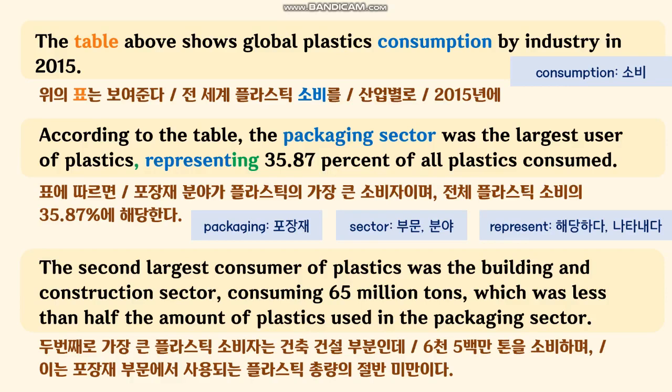The table above shows global plastics consumption by industry in 2015. According to the table, the packaging sector was the largest user of plastics, representing 35.87% of all plastics consumed. The second largest consumer of plastics was the building and construction sector, consuming 65 million tons, which was less than half the amount of plastics used in the packaging sector.